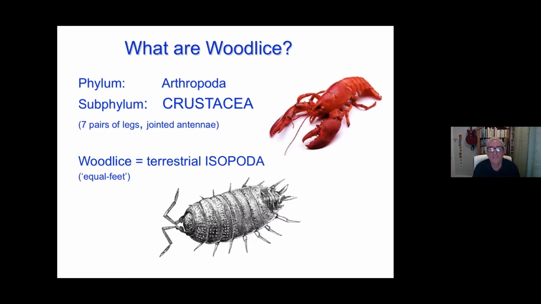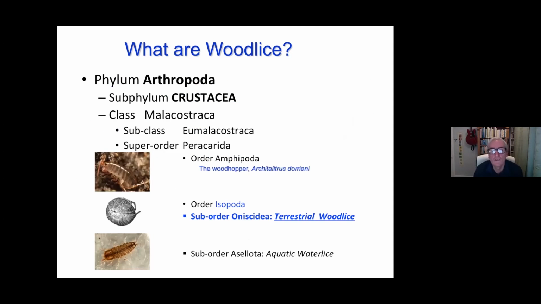So these are the terrestrial isopoda. Isopoda actually means equal feet. So where your lobster has got some legs that are modified for swimming, and clearly two very enlarged and modified front limbs for pincers, pretty much the same throughout. There are slight modifications here and there, but generally speaking, their feet are all the same. So woodlice are isopoda, things with equal, similar feet. So that's their full taxonomy of these things.